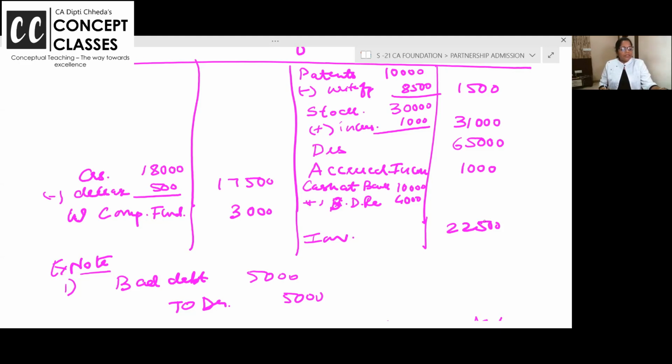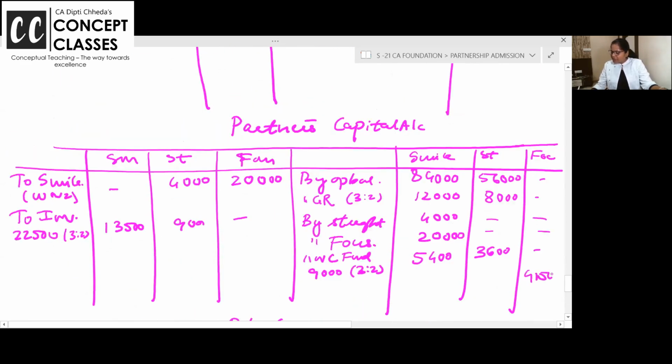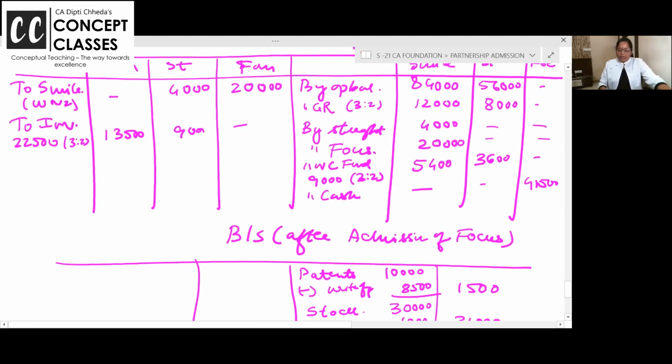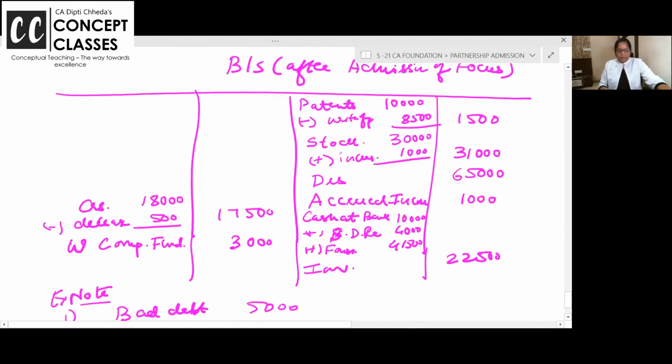अच्छा, one thing I have missed out, the first adjustment only. Focus is admitted into partnership 41,500 capital. Focus ने capital लेके आया तो cash में add करो और 41,500 उसका capital account credit करो. 41,500. Now, datas we have written, stock we have written, investments we have written, patents हो गया.